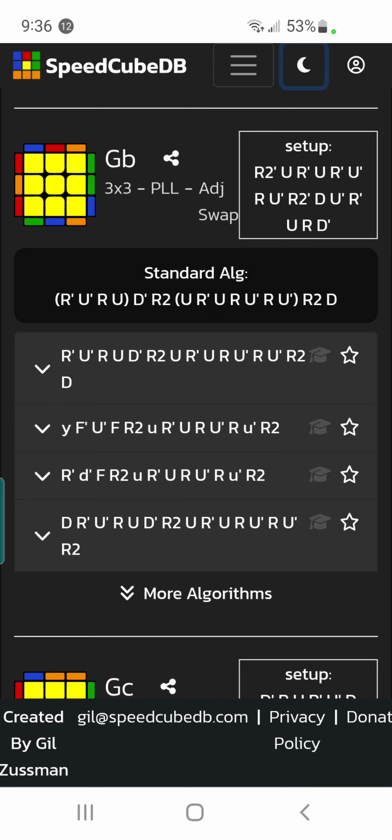Now for the GB perm. Okay, so now I'm going to show you the one with the D moves because that's the most reasonable one for this permutation. Okay, so it's R prime, U prime, R, U, D prime, R2, U, R prime, U, R, U prime, R, U prime, R2, D, D.